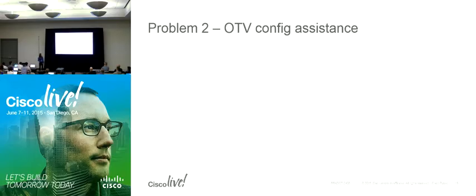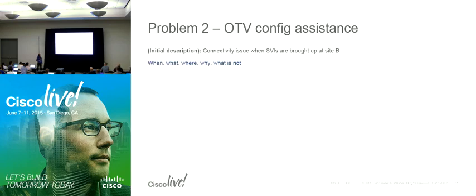So problem 2, OTV configure assistance. How many of you think it's a configuration problem? Okay, it's not. Once we get on the call and speak to the customer, the actual issue is with connectivity. SVI brought up as IB. It's pretty vague, right? So a lot of questions: what is IB? What kind of connectivity issue? We asked the same type of questions.